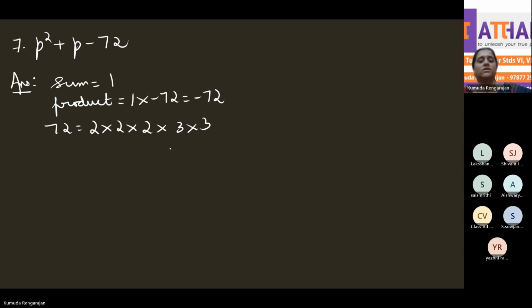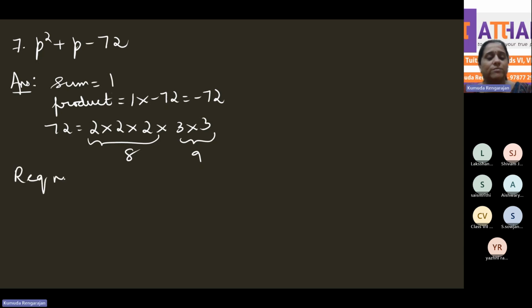Now again you see that the sum is 1. So what are the two numbers? Ma'am, it's 8 and 9. Very good. Because the sum is 1, you can get 1 only when the numbers are consecutive numbers, 9 and 8. So what are the required numbers with the sign? Ma'am, minus 8 and plus 9. Very good.